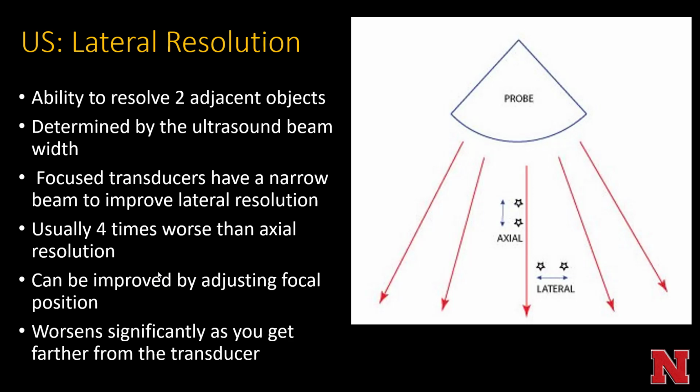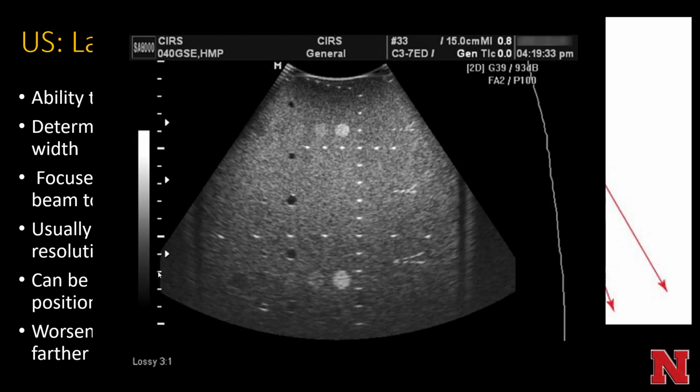You can improve lateral resolution by adjusting your focal position, which we'll get into in a little bit. But lateral resolution in general worsens significantly as you get farther away from the transducer. Here's an example of a phantom which physicists use to determine axial and lateral resolution, looking at distinguishing these dots. Part of a QC check for a new ultrasound probe setup.